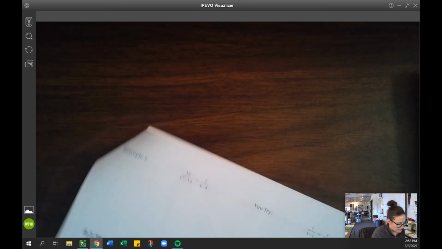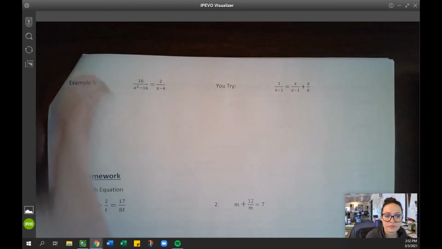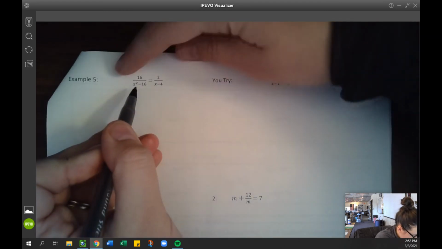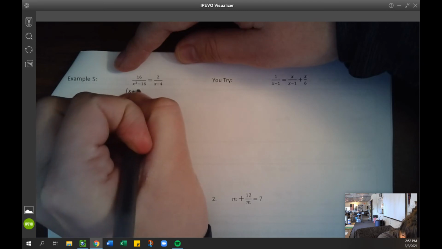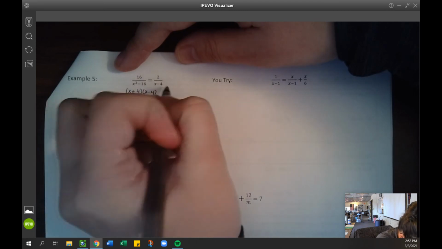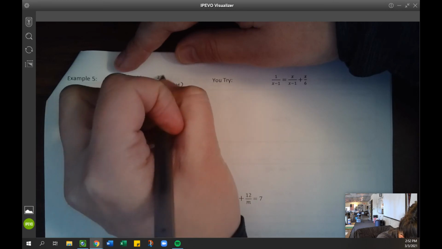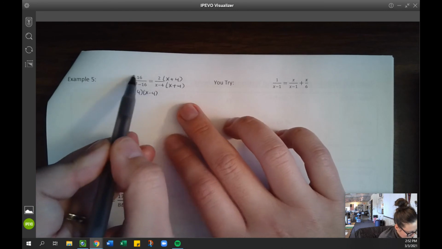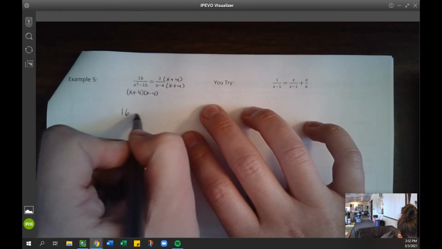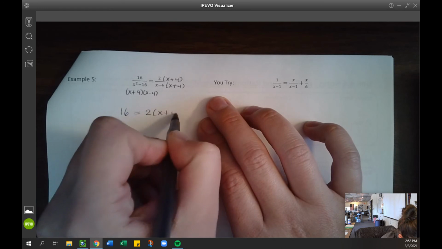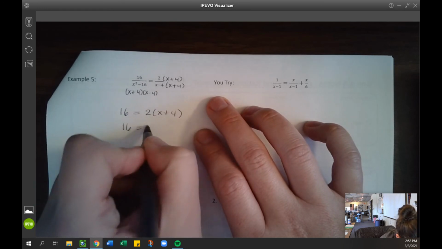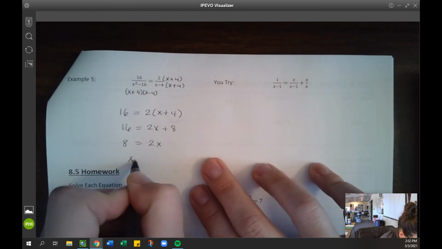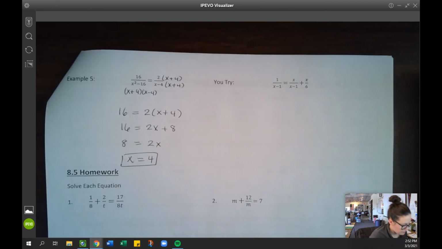All right, almost done. Hey, anything we can factor here? Yes, indeed there is. This is a difference of squares. So I'm going to multiply to get a common denominator. And now when I clear the denominator, I'm just left with the numerator. So I get 16 equals 2x plus 8. Subtract 8 from both sides, and we get x equals 4.